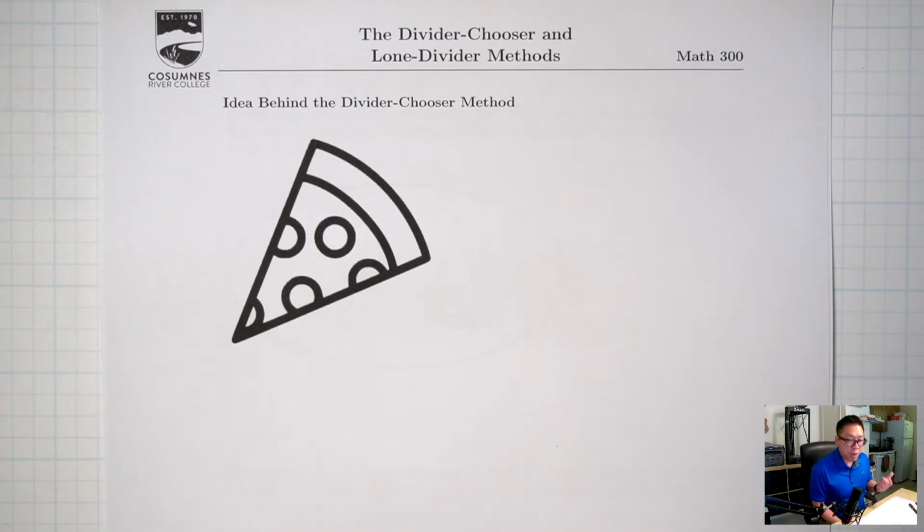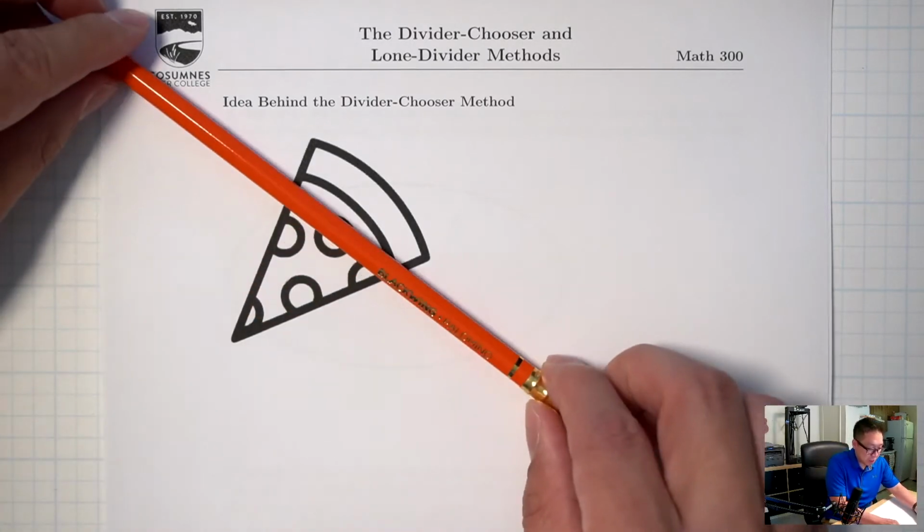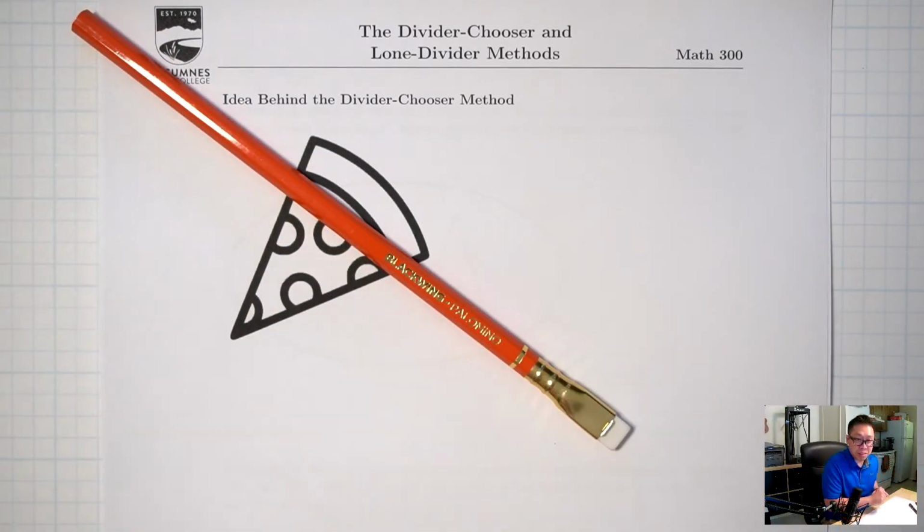So first, let me show you a way that's not going to work. What if I say, let's cut it this way. I'll take this piece. I'll give my sister the crust. I'll be happy, but my sister will probably be not happy. Okay, so that's not going to work.